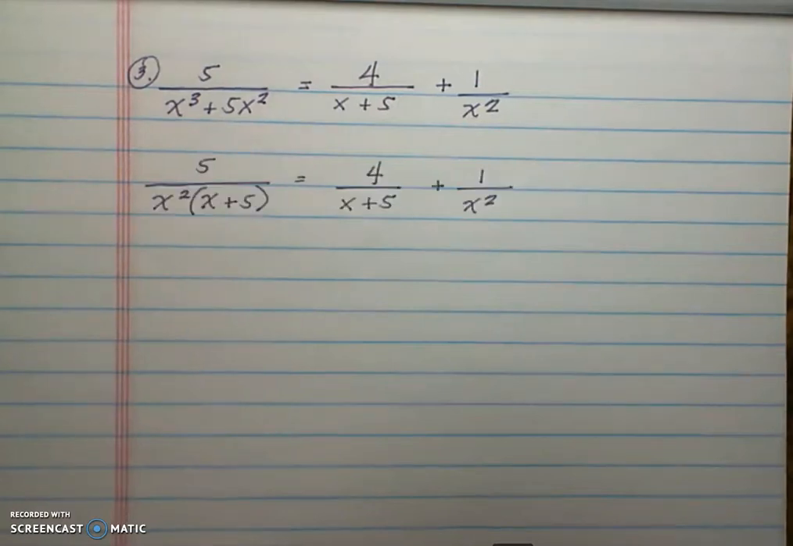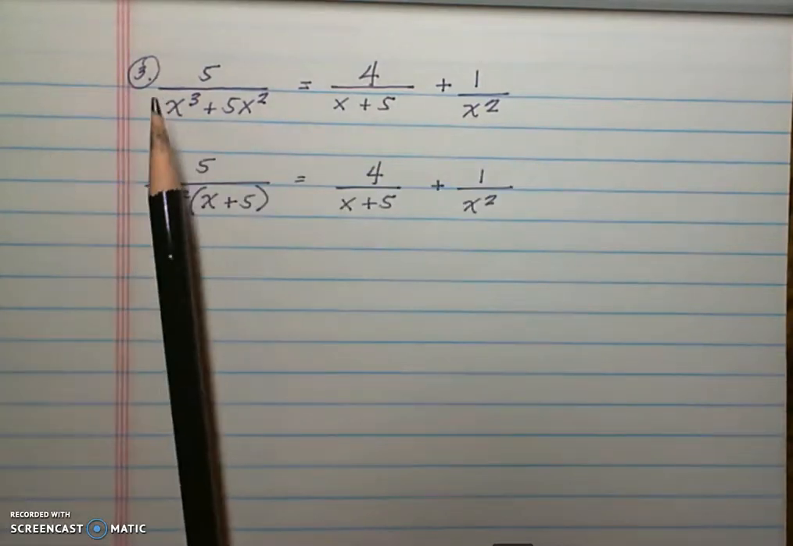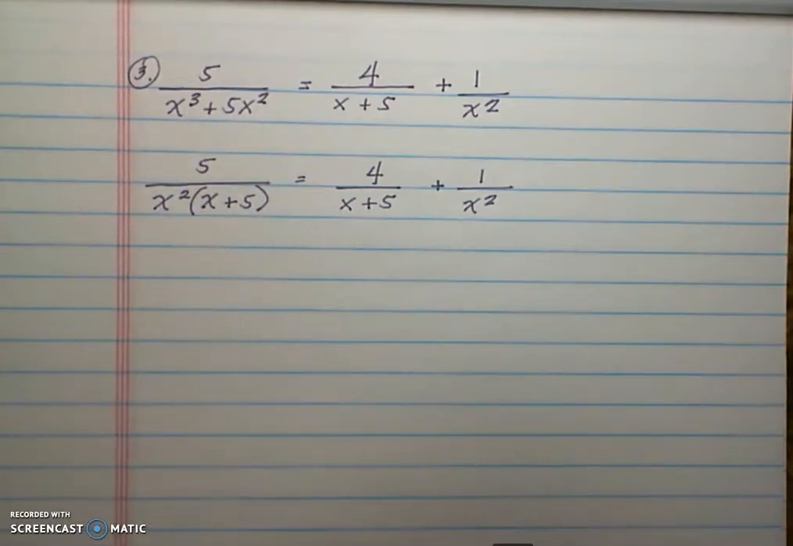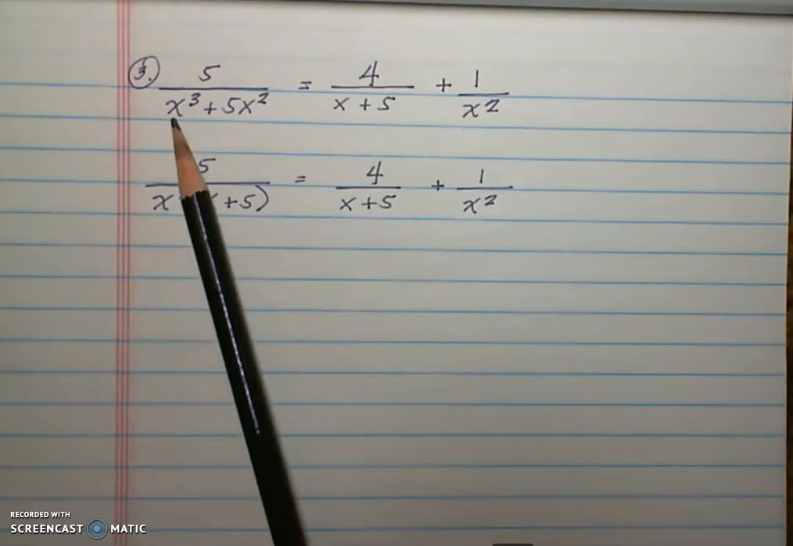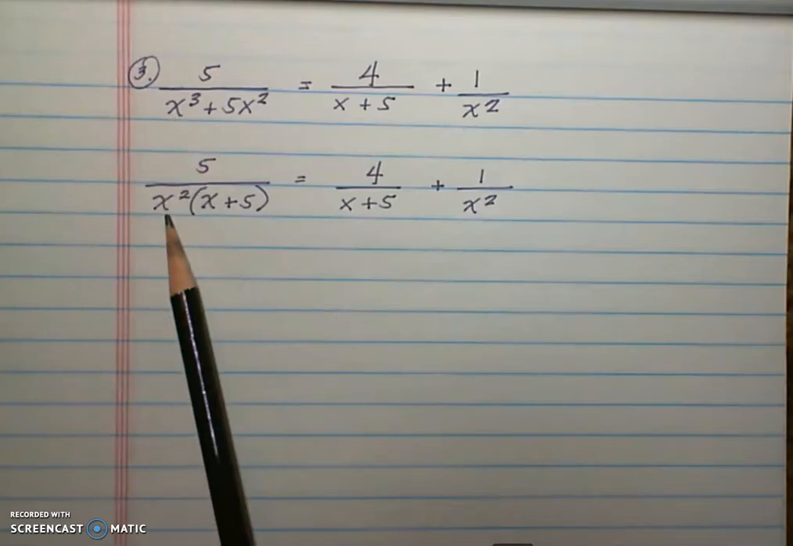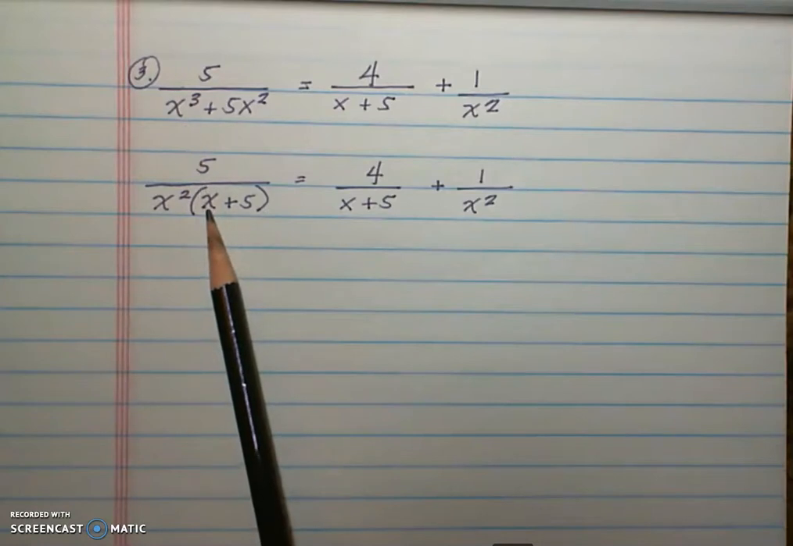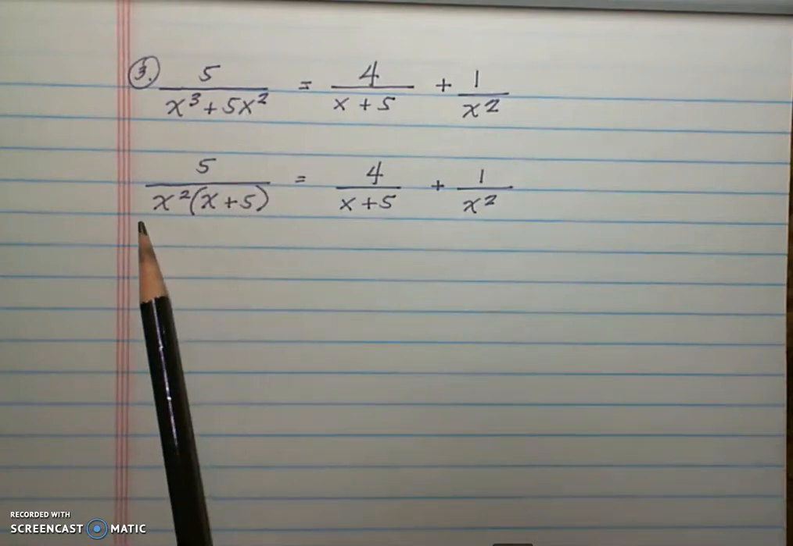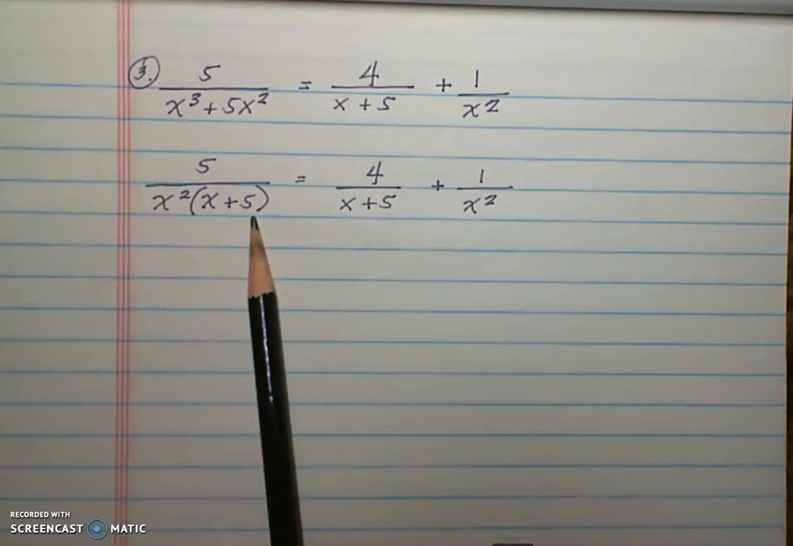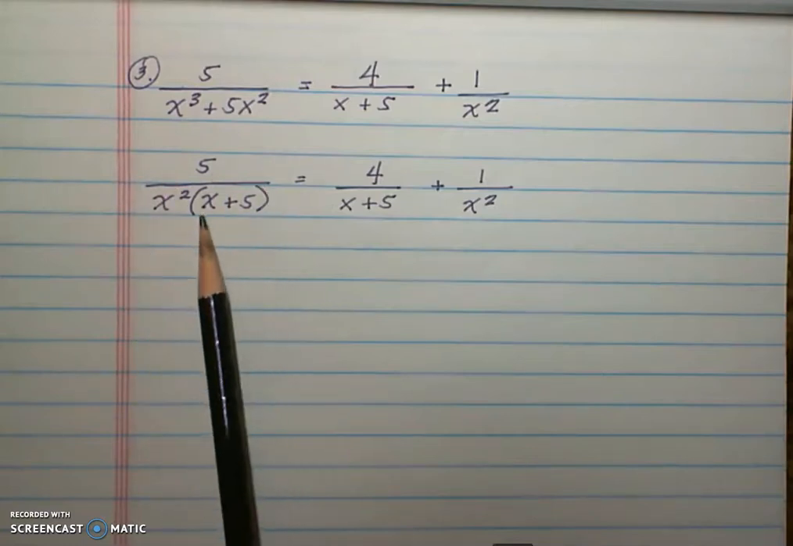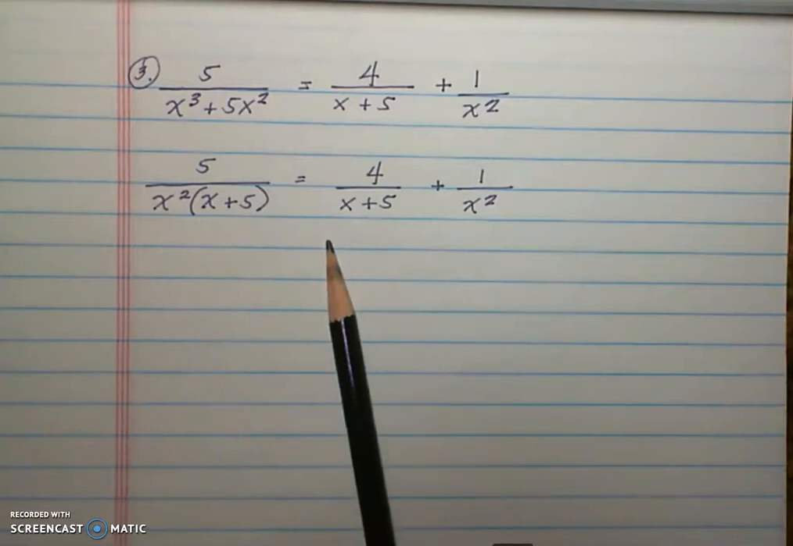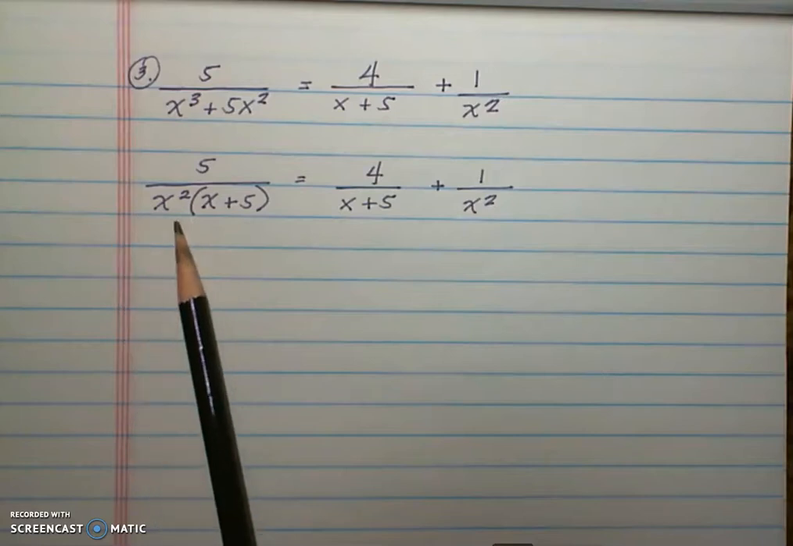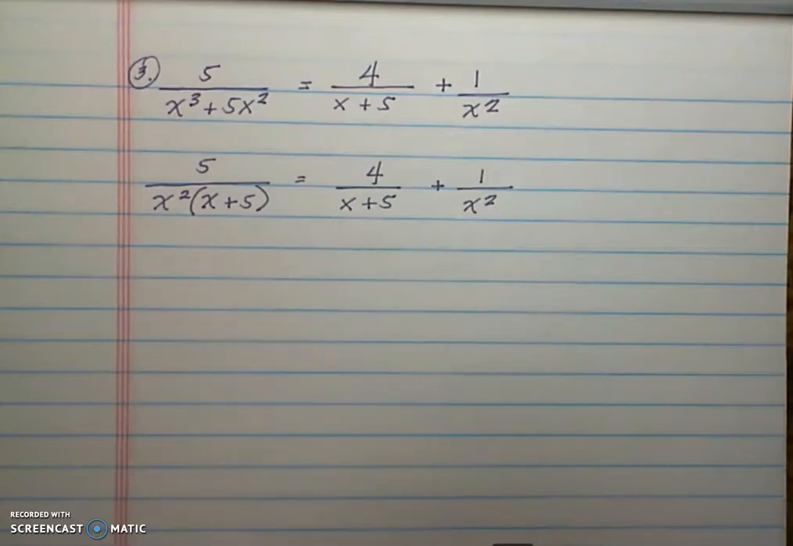All right, so look how amazing this is after I factored out x cubed plus 5x squared. The biggest common factor is x squared. So if I factor out x squared from x cubed, x is left. If I factor out x squared from 5x squared, 5 is left. Look at this. This is your LCD, and it's the LCD because it has both of these. So therefore, this is what we are going to use to multiply all of these terms.